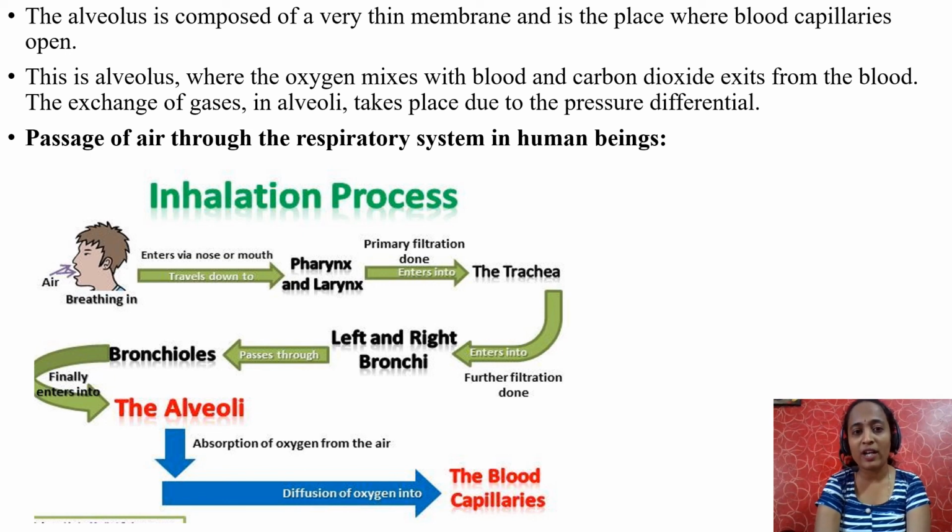Now the air enters the left and right bronchi. The branches of the bronchi, how many branches are there? Three: primary, secondary and tertiary bronchioles. Finally, the air enters the alveoli. Here, the blood capillaries surrounding the alveoli receive oxygen from the alveoli and give carbon dioxide to it. While inhaling, the alveoli give oxygen to the blood capillaries, and when you exhale, the air you give out has more carbon dioxide. Diffusion or exchange of gases takes place between the blood capillaries and the alveoli.